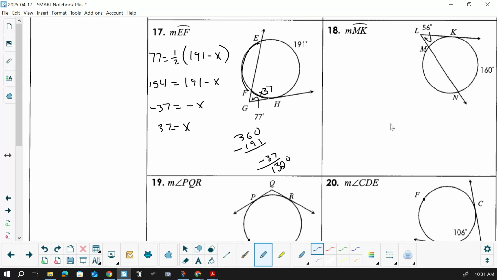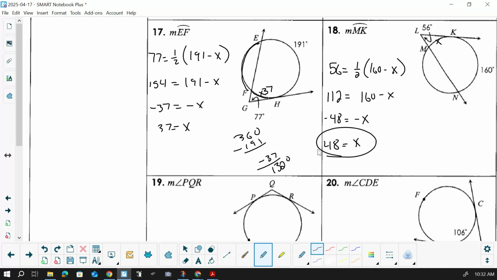All right, next one here. MK is the small arc. We got the big arc. We need to find the small arc. We have the angle. The angle equals 1/2 of the big arc minus the small arc. Multiply both sides by 2, we get 112. Subtract 160 from both sides, and we get negative 48. And multiply both sides by -1, x is 48.